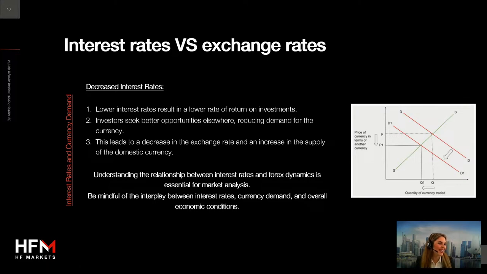Very nice question. Wilbert is asking, which is better for the economy, high or low interest rates?